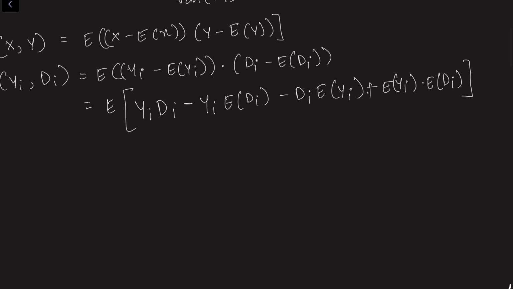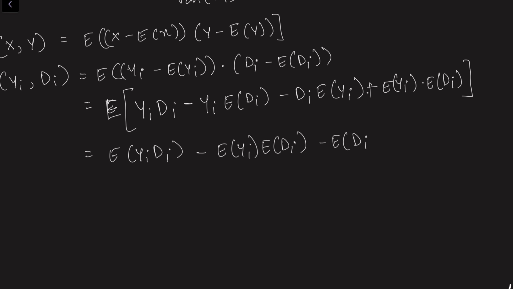Now let's see what we can reduce in this. Obviously we can put the expectations inside. So this is expectation of yi di minus expectation of yi expectation of di, minus expectation of di expectation of yi plus expectation of yi times expectation of di. I'm just taking the outside expectation inside, that's what I'm doing.